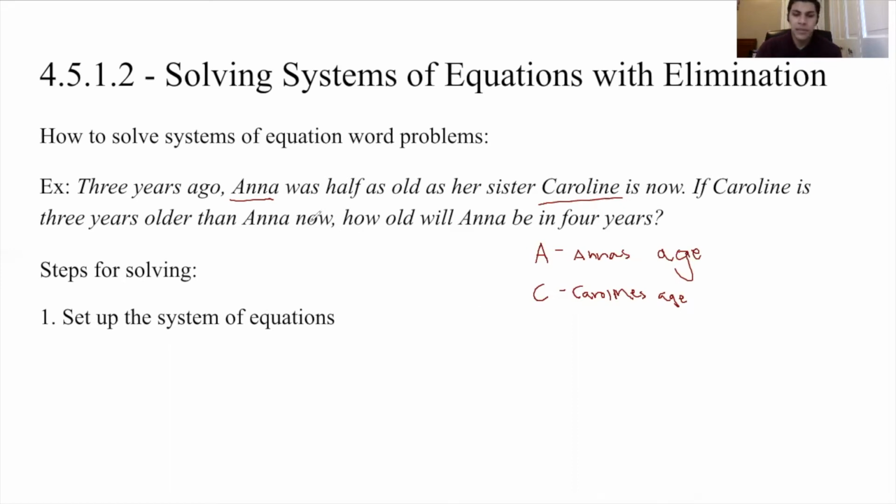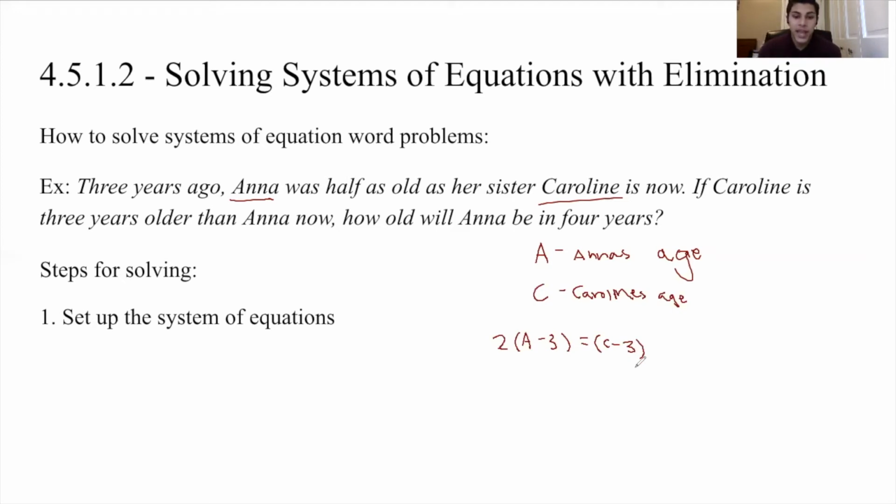And we can just do that based off the pieces of information we get in the question. So the first piece of information is actually in the first sentence. It says 3 years ago, Anna was half as old as her sister Caroline is now. So if we take Anna's age and subtract 3, which represents 3 years ago, and then we multiply that by 2, that should equal Caroline's age minus 3, which represents Caroline's age 3 years ago. Because remember, it says 3 years ago, so that's why we subtract 3 from both Anna's and Caroline's age to represent what their ages were 3 years ago.